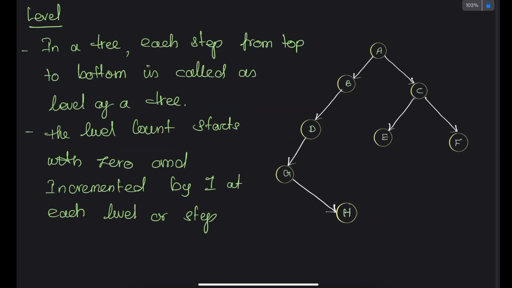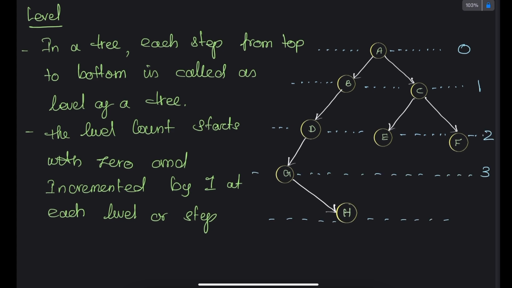Level. In a tree, each step from top to bottom is called a level of a tree. The level count starts from 0 and is incremented by 1. So the level of the given tree is initiated by the root node: the root node level starts with 0, the next level is 1, the next level is 2, this is the third level, and this is the fourth level. So the level starts from 0, and it is initiated from the root node.